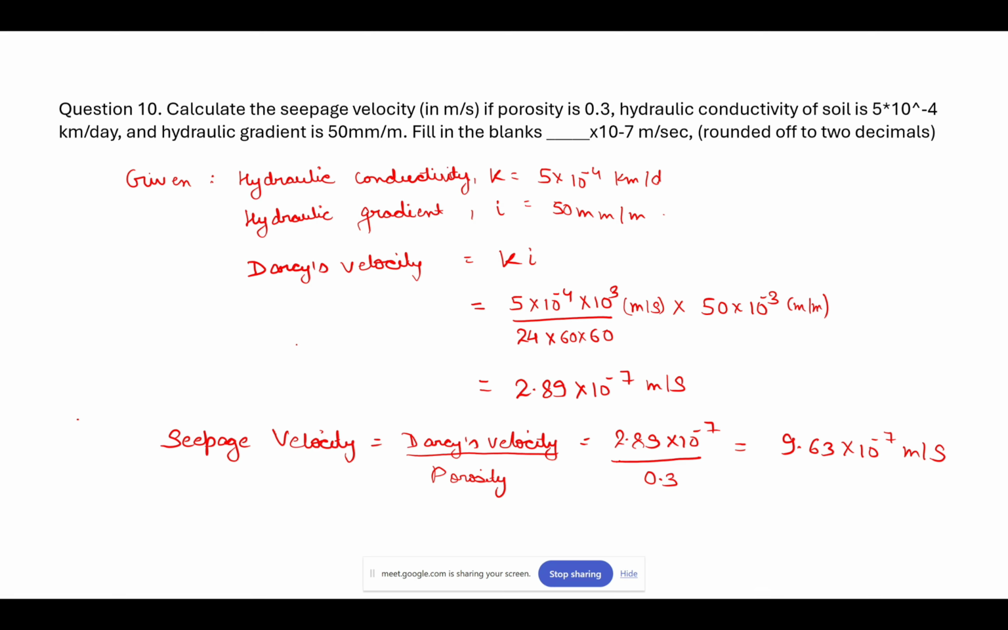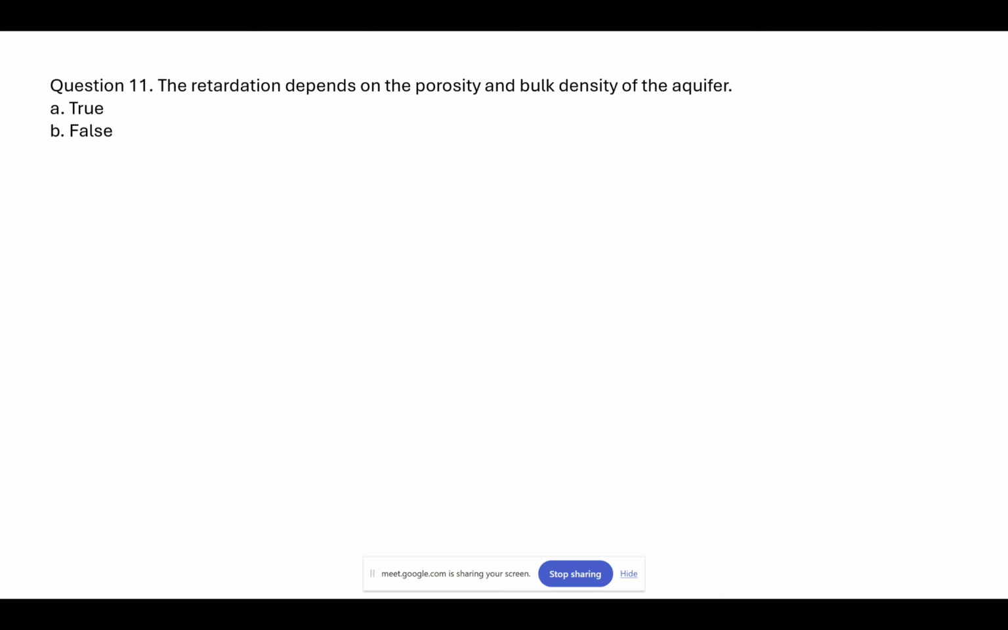So hydraulic conductivity and gradient was given. From this we can find out the Darcy's velocity, and we can divide the Darcy's velocity by porosity to get the seepage velocity. So 9.63 into 10 raised power minus 7 meter per second is the seepage velocity. So I hope this question is clear to you all. So let's move to the next question.